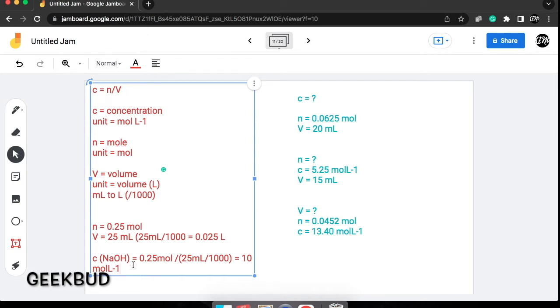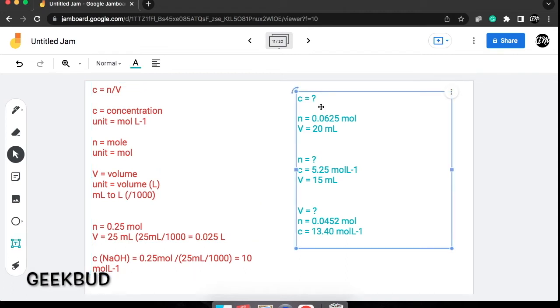Okay, so if it's difficult for you to plug it all in together, I would suggest converting milliliters to liters, which is 0.025 liters, and then doing the first step, and the second step is plugging that into the equation and dividing the moles by that, and you should get 10 moles per liter. Great. So now let's do one where you can answer the question for yourself.